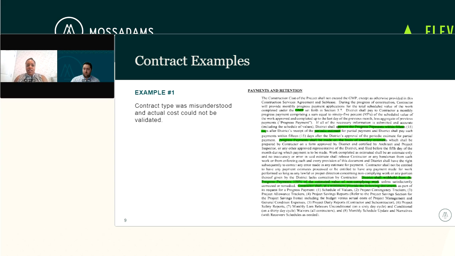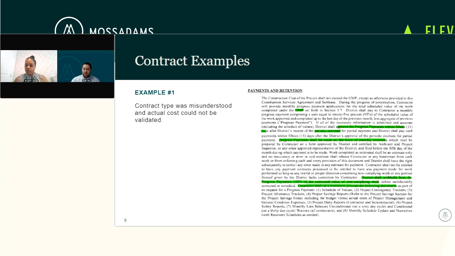So Jordan, if you want to take us through the examples. So example number one, I'll cover the left side first. In this case, the contract type was misunderstood, and then on actual cost, the contractor had some issues supporting the actual cost, and it couldn't be validated by the owner.